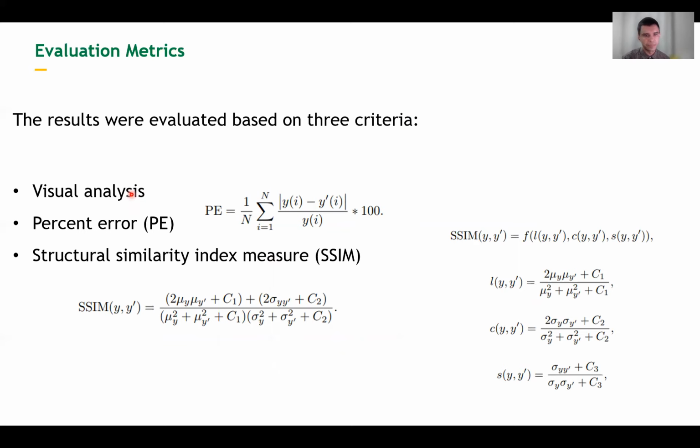The best metric we found was the visual analysis performed by a trained geophysicist, but we also use the percent error, the traditional percent error, and an index called structural similarity index measure, that takes in account the mean, the standard deviation, and the correlation between the two signals.